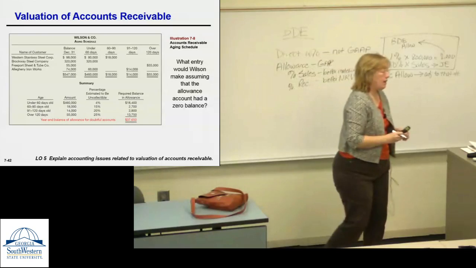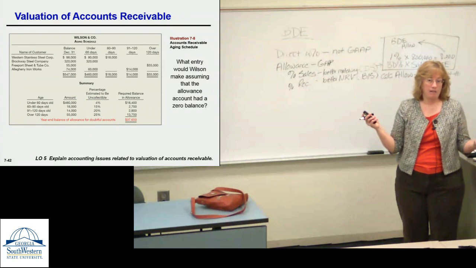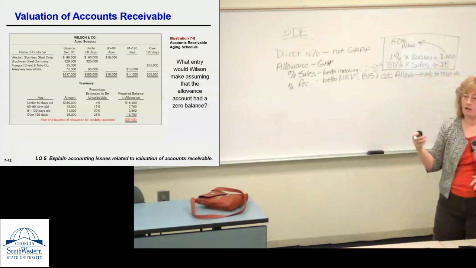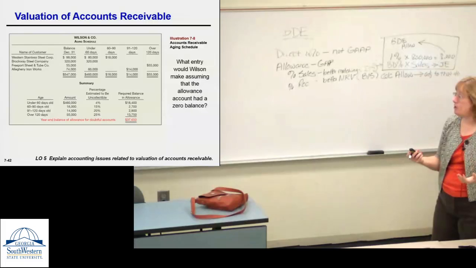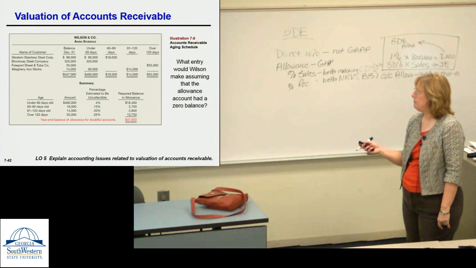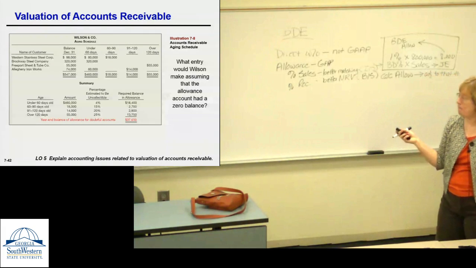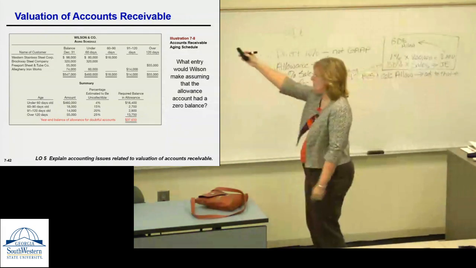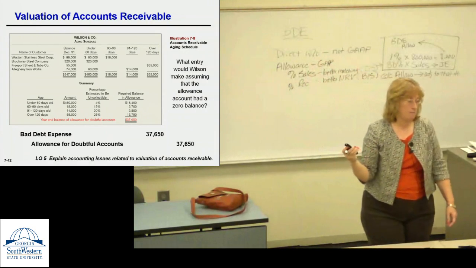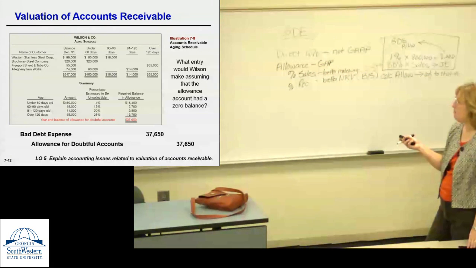Okay, we probably have some other balance in the account, right? Because the account's going up and down. Remember all those entries we make of people being written off and that sort of thing? So what we have to do is, if the account had a zero balance, then we would debit bad debt expense and credit the allowance account. But it's most likely not going to have a zero balance unless this is your first year of operation.